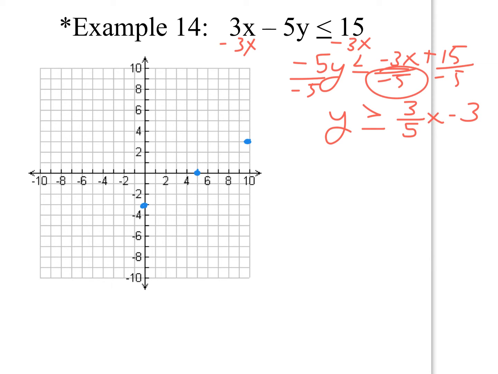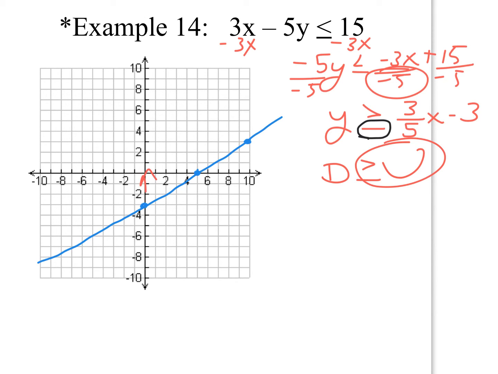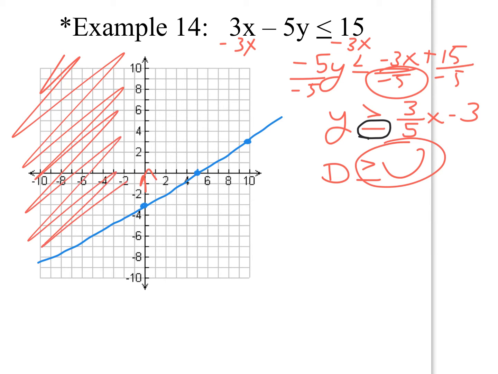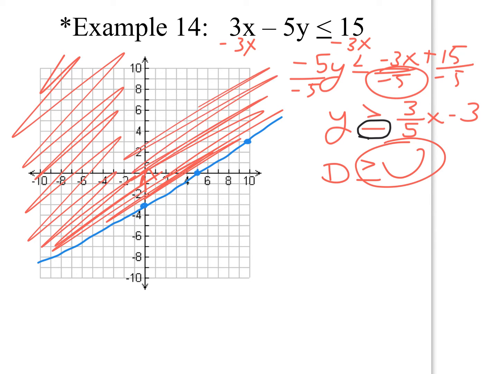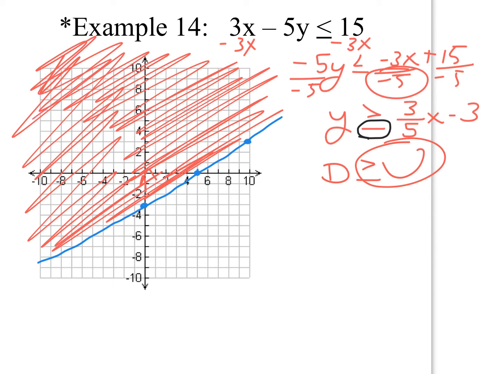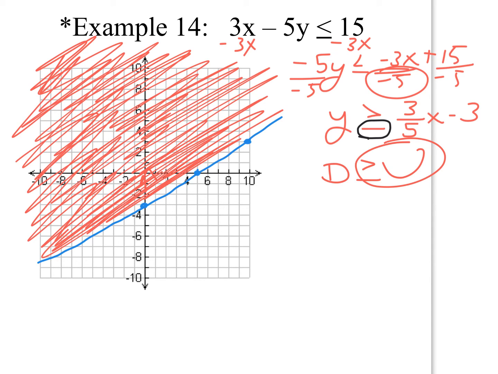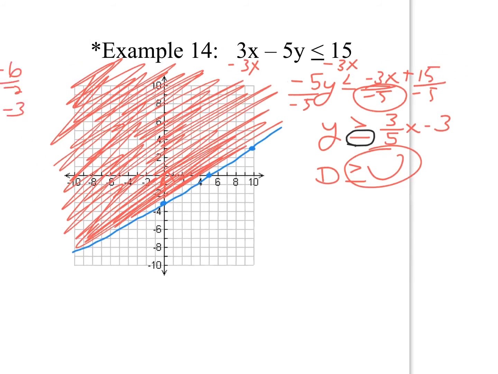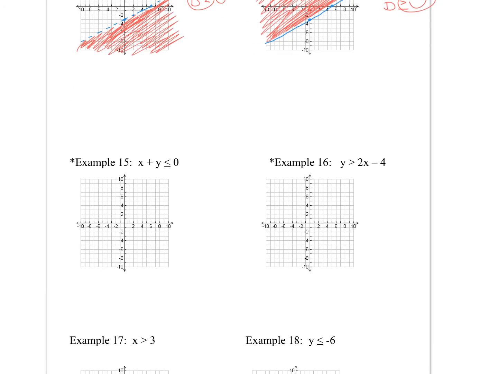Okay, now again, looking here, solid line there, which means solid line on our graph. And now using duh, we're headed up. So this side, all of this gets shaded in. Pretty simple. Alright.